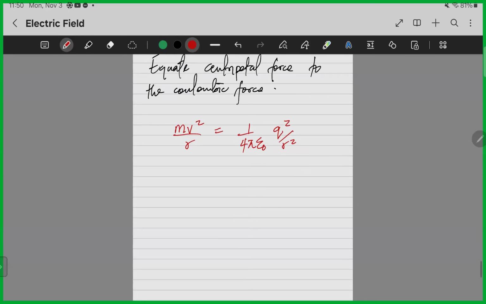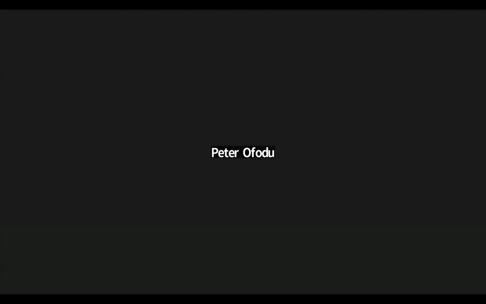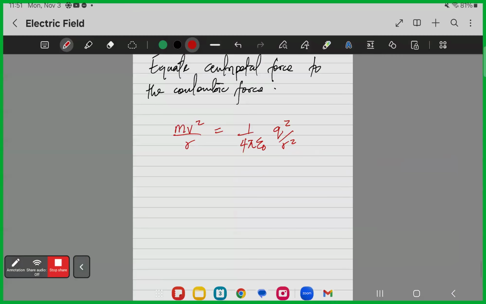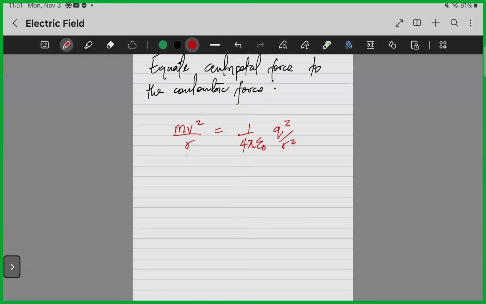Now my intention is to get mv square from here. Normally you say r cancel r, but I've told you not to do that. So you can say multiply both sides by r, and then you have mv square equal to 1 over 4 pi e naught q square over r, right?